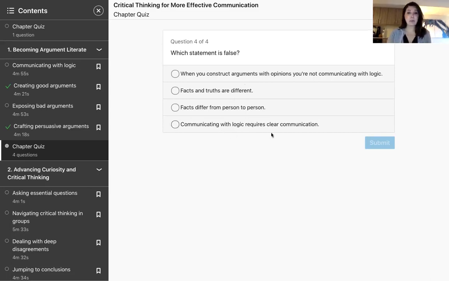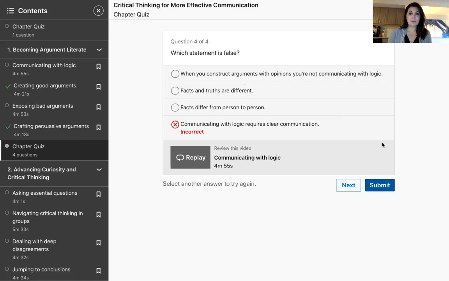Communicating with logic requires clear communication. I need to see your answers. Many of you are choosing yes. The question is asking you which statement is false, not which statement is true.